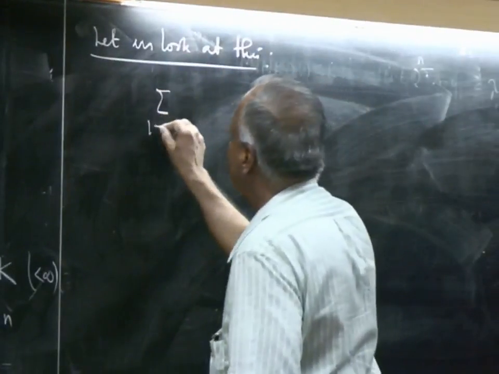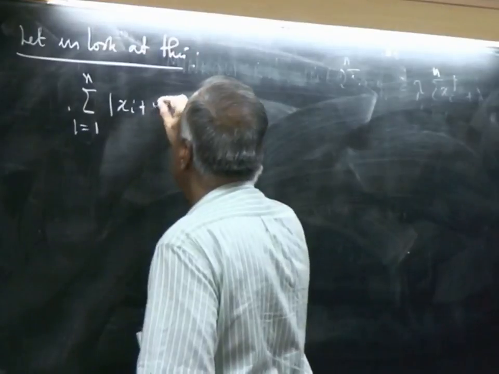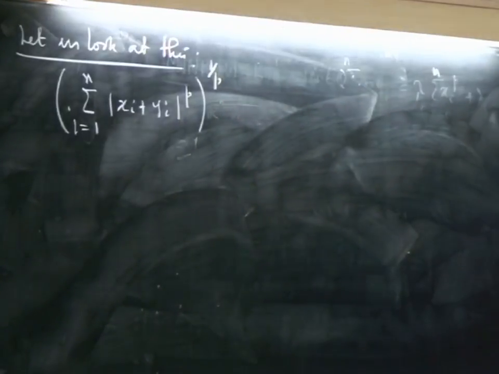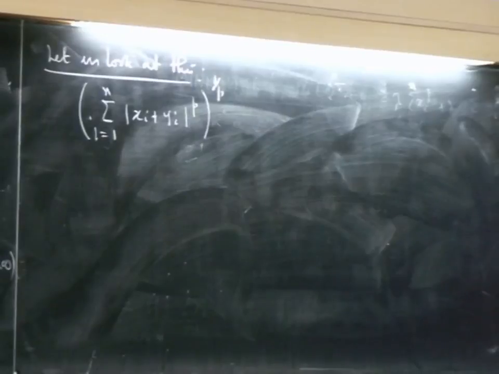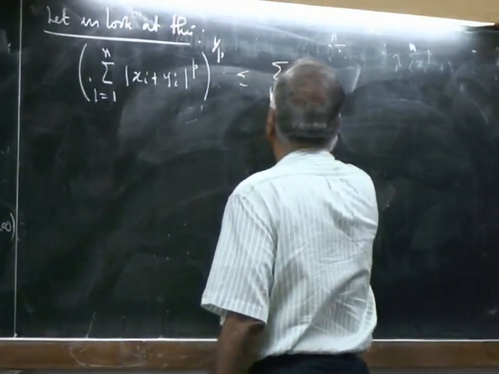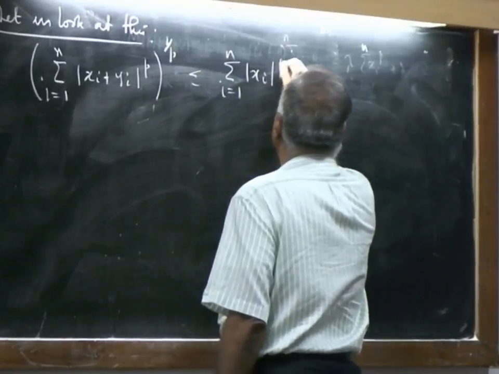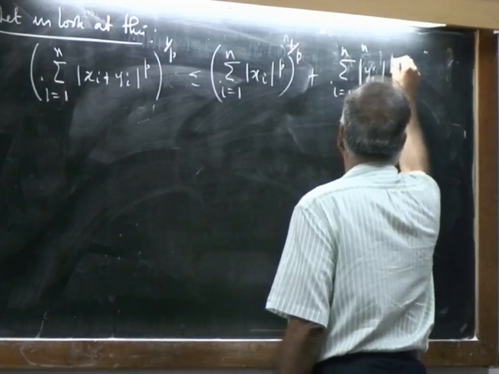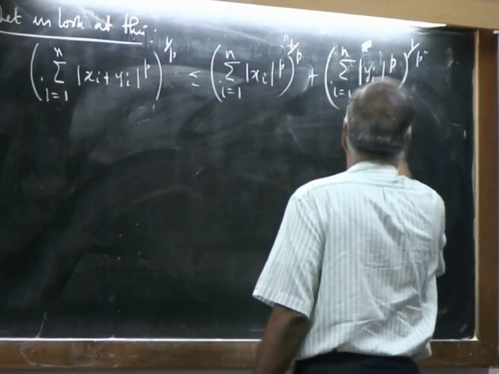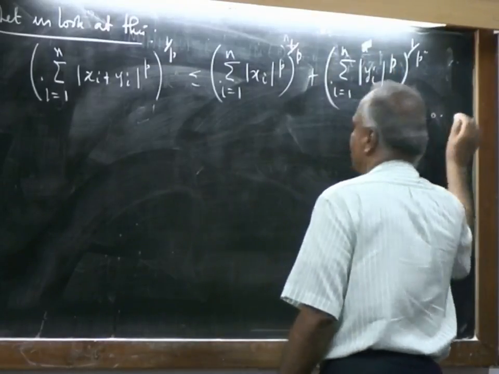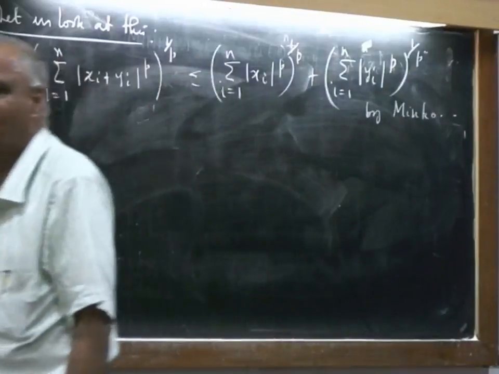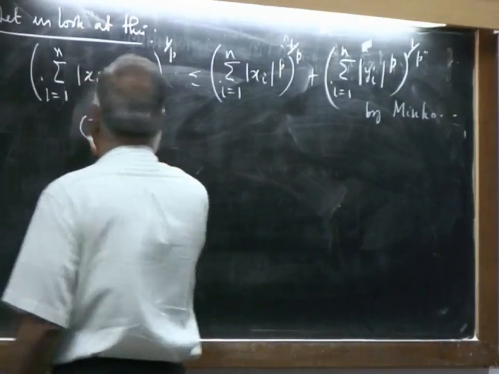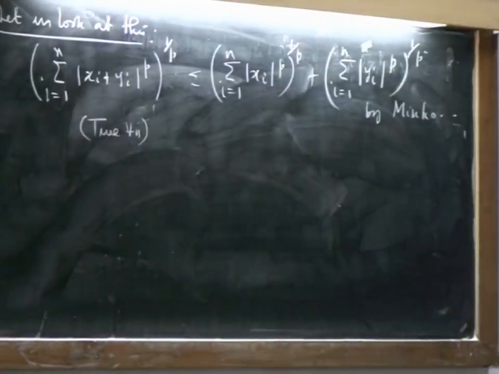So now if we look at summation i equal to 1 to n mod xi plus yi to the power of p, to the power of 1 over p, since there are only finitely many terms now, I can apply the old Minkowski. That is less than or equal to summation i equal to 1 to n mod xi to the power of p, to the power of 1 over p, plus summation i equal to 1 to n mod yi to the power of p, to the power of 1 over p, by Minkowski. Okay. This is true for every n. Whatever finite n we choose, we can apply Minkowski.